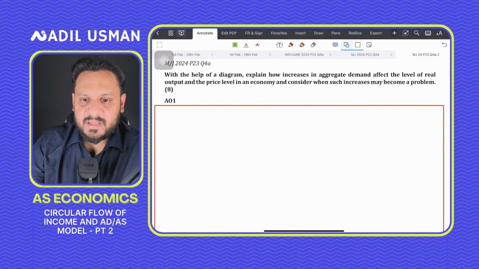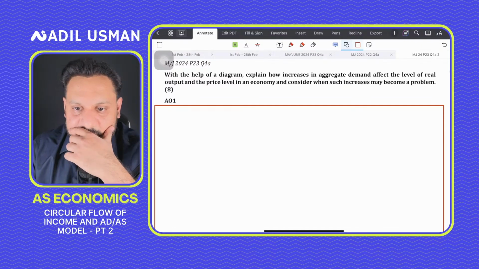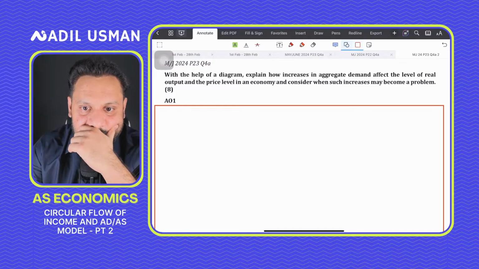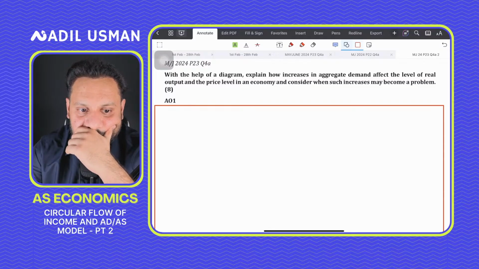With the help of a diagram, explain how increases in AD may affect the level of real output and price level, and consider whether such an increase may become a problem. So my question is, what will be the assessment objective 1 for such a question?